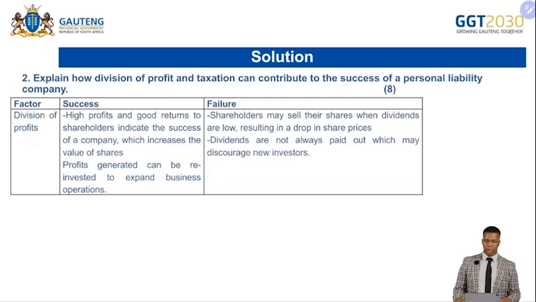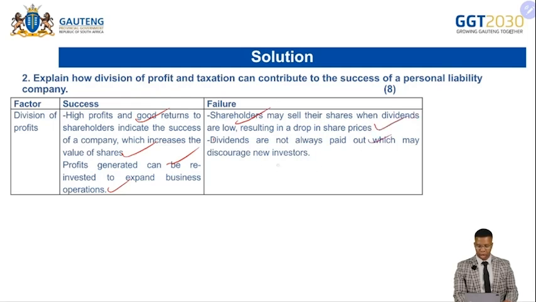And then we are looking into explaining how division of profits and taxation can contribute to the success of a personal liability company. One, high profits and good returns for shareholders indicate the success of a company, which will increase the value of what now? Shares. That is one. Two, profit generated can be reinvested to expand the business. That's correct. And then shareholders may sell their shares when dividends are low, resulting in a drop in the share price, and dividends are not always paid out, which may discourage investors. That we get four from that.